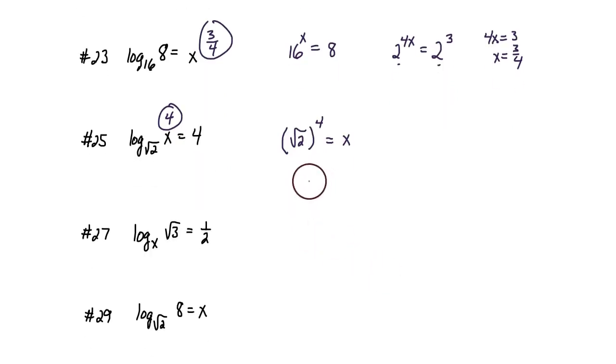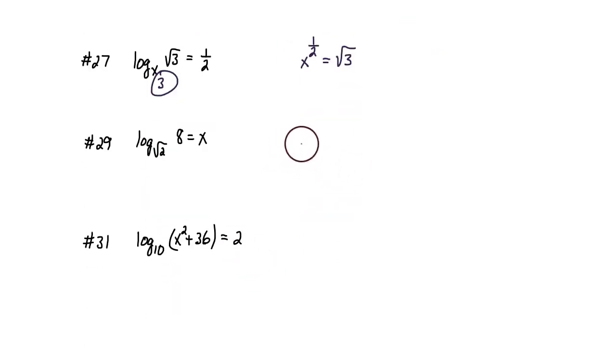Number 27, take the base, which is x, raise it to the 1/2 power, and that's equal to the argument of the logarithm. So what does x have to be? Remember that a 1/2 power is the same thing as square root. So the square root of what for x makes square root of 3? Well, I guess the x has to be a 3.